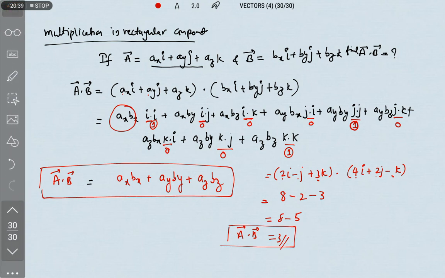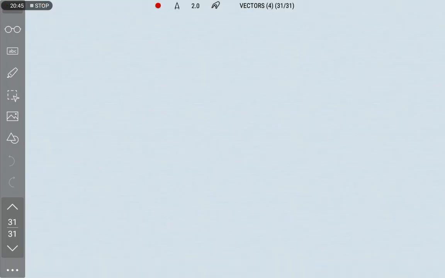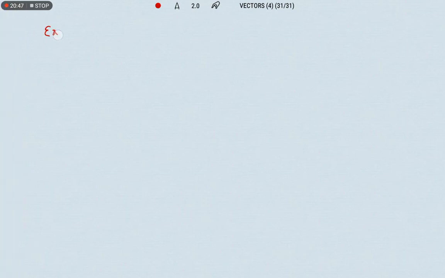Right, let us see some examples where we can get this kind of product in our physics.